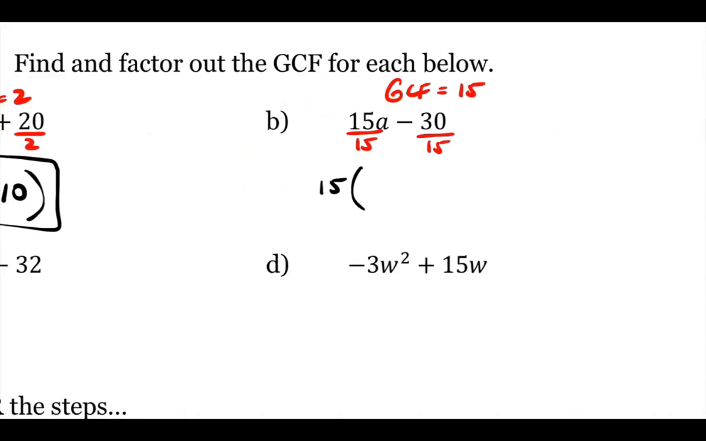And then after we divide, what's left? Just A, right? 1A. We could put a 1A, or you could just put plain old A, minus just 2, because 15 goes in 2 times, right? If I were to do distributive property, I would get 15a minus 30.